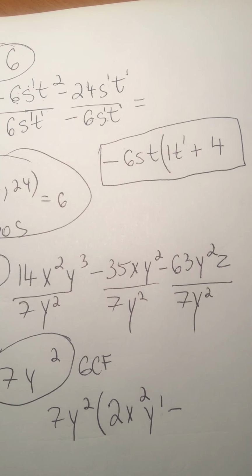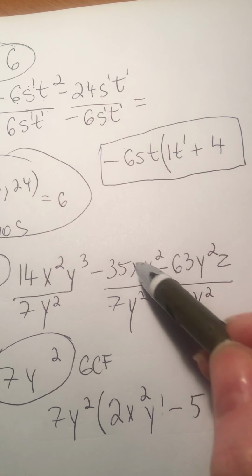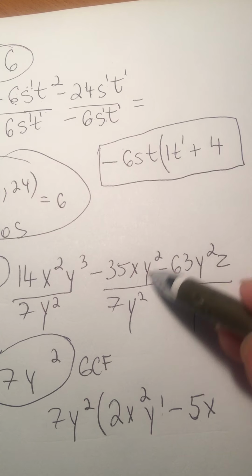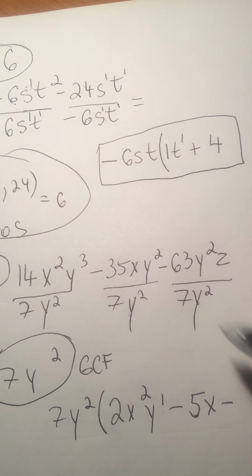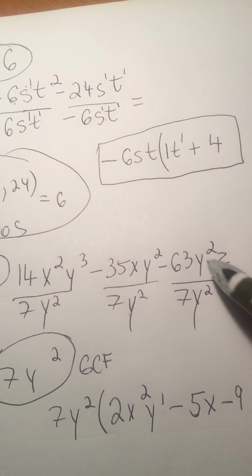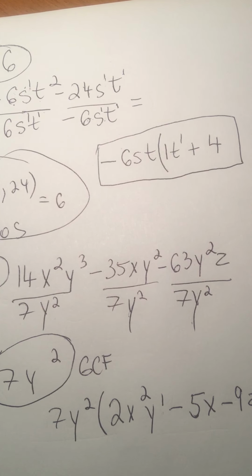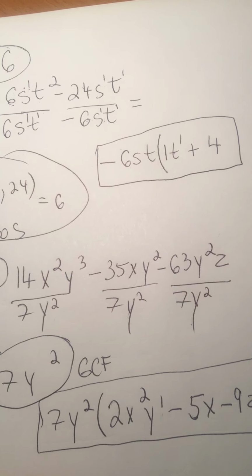Now we have 35 divided by 7, which is 5. If you don't have an x, you still have to write it in because that is the remainder. These two cancel out, so we're done with that. Minus 63 divided by 7 is 9. These two cancel out, and the z, you still have to write it in because it can't just disappear. It has to be in the remainder. So this would be our final answer. All right, number 8.